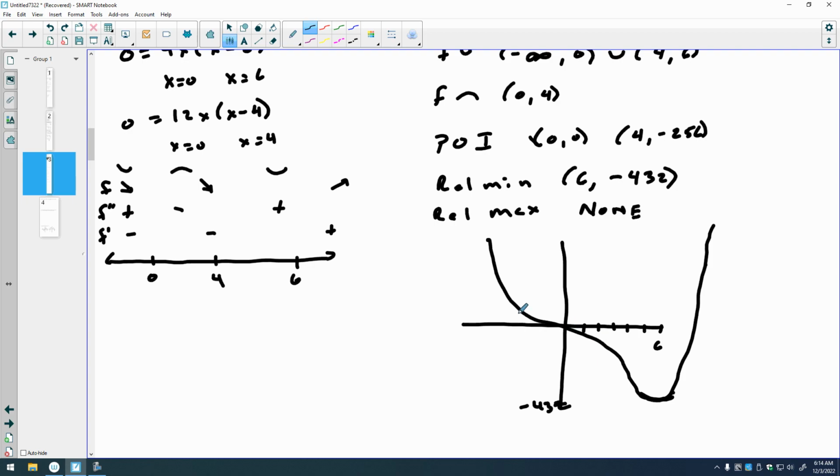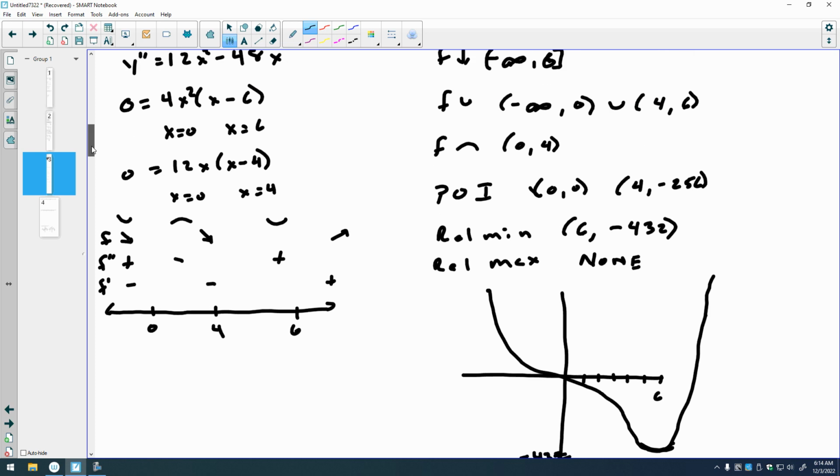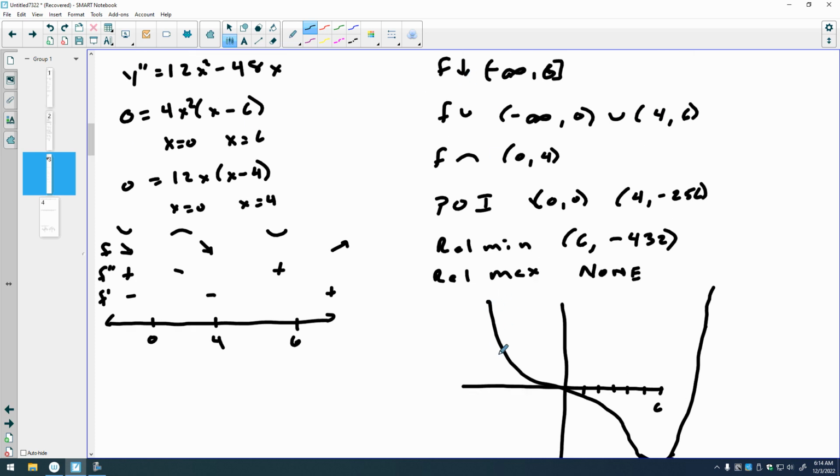My point of inflection at 0, 0. It switches from concave up to concave down. Another point of inflection at 4, negative 256. It switches from concave down to concave up, and it stays concave up the rest of the way. Looks like we got it. Let me just double check our stuff. Decreasing, yep, from negative infinity all the way to 6. Starts increasing from 6 to infinity. Concave up from negative infinity to 0. And then from 0 to 4, it's concave down. And from 4 to infinity, it's concave up again. Okay, looks pretty good.